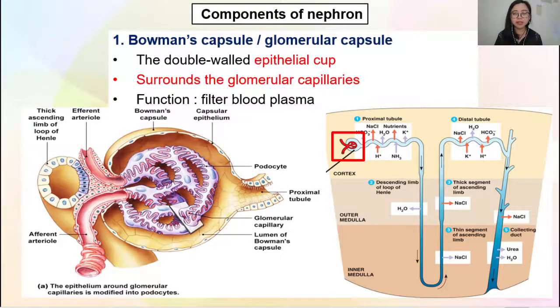The first part is the Bowman's capsule. Tempat dia start adalah Bowman's capsule ataupun boleh juga digelar sebagai glomerular capsule. So it is a double-walled epithelial cup. It's made up of epithelial cells, and these cells surround the glomerular capillaries. Glomerular capillaries adalah benda ni yang bulat di dalam ni, the blood vessel. Bowman's capsule adalah epithelial cells yang melindungi dia, mengelilingi dia, membungkus dia. And the function of the Bowman's capsule is to filter the blood plasma.